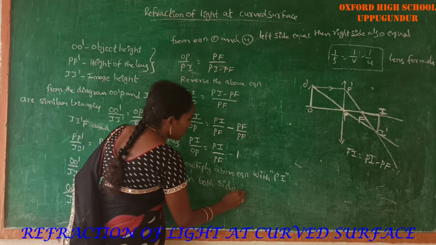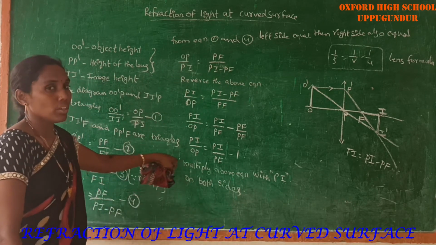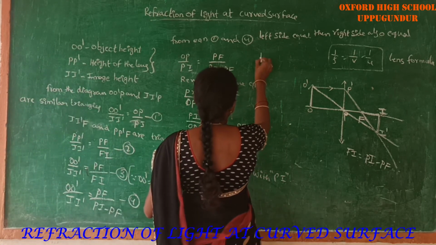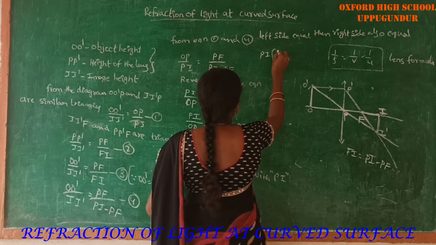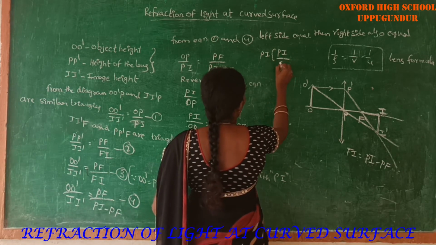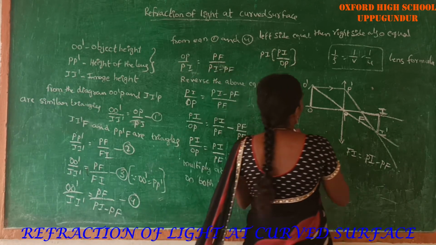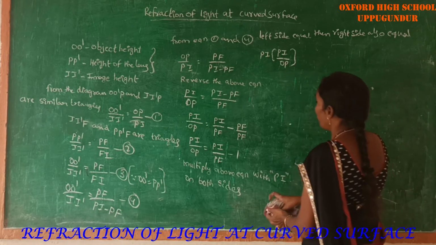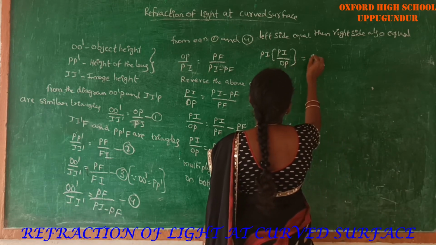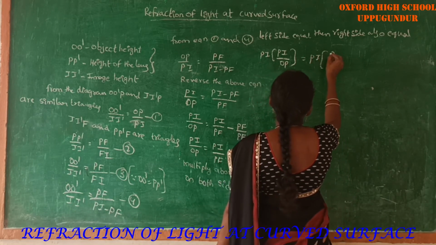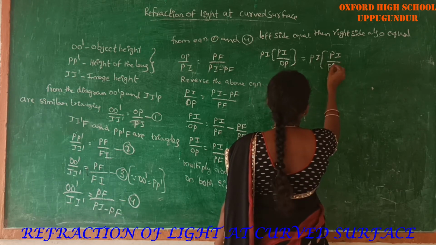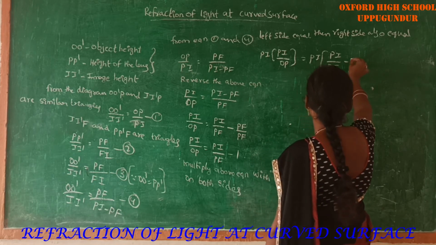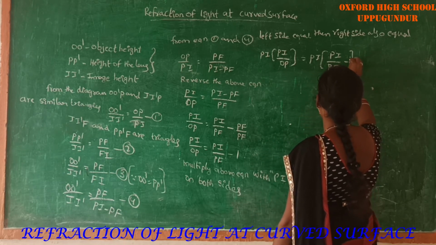Now look at the board. Here multiply the above equation with PI on both sides. Then the above equation should be written as PI into PI by OP is equal to PI into PI by PF minus 1.